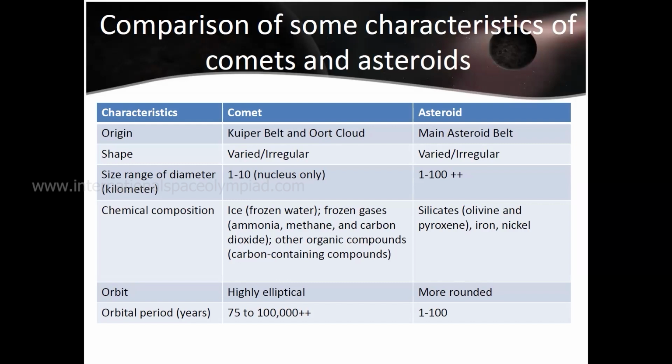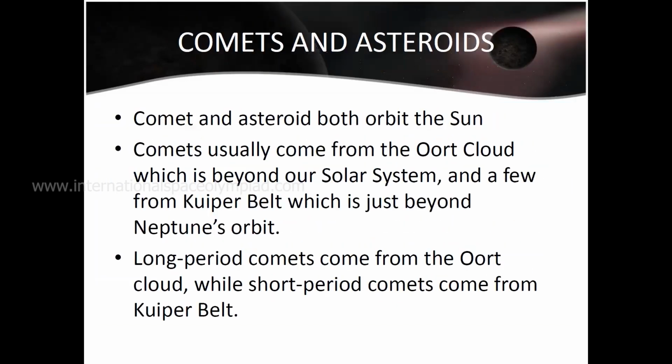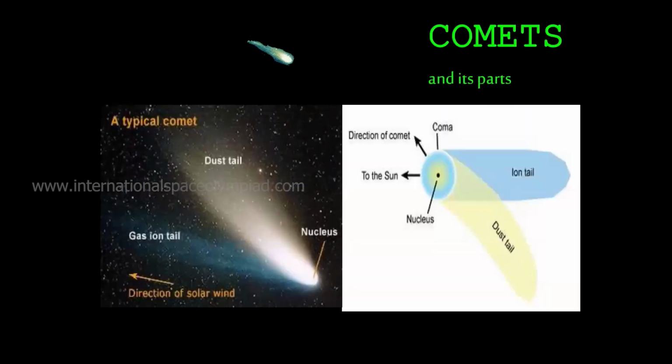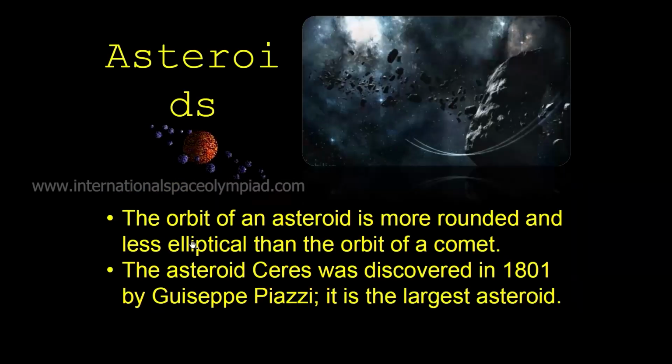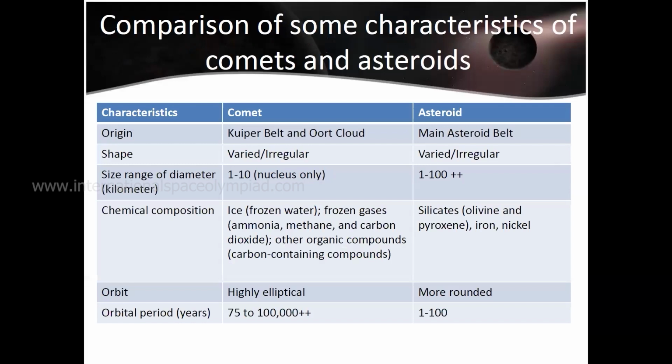It's a bubble-like structure. Maybe it's in the figure. I'll show you. Yeah, this is the Kuiper belt after Neptune. And this whole cloud, which bubbles the whole solar system, is called the Oort cloud. So mostly comets are from there, while asteroids, most of the ones that we see from Earth, are from the main asteroid belt.